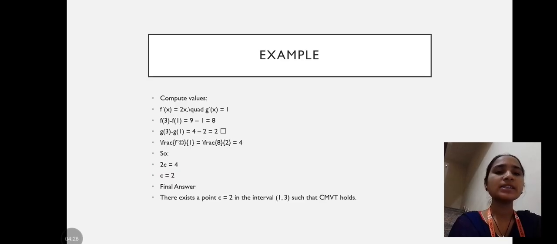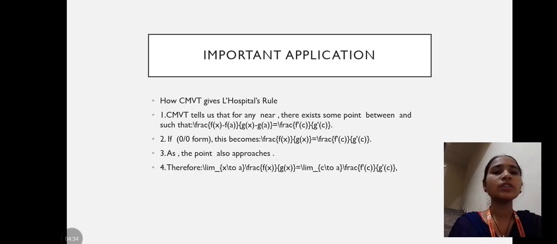There exists a point c equal to 2 in the interval (1, 3) such that the Cauchy mean value theorem holds in this problem. An important application of the Cauchy mean value theorem is that it gives L'Hospital's rules. Cauchy mean value theorem tells us that for any x near a, there exists some point c between a and x such that (f(x) minus f(a)) by (g(x) minus g(a)) is equal to f dash of c by g dash of c.